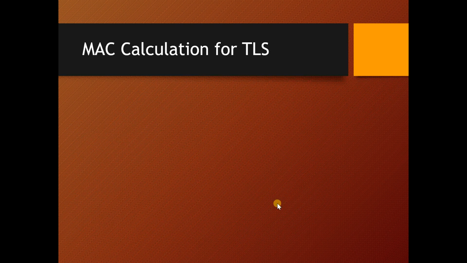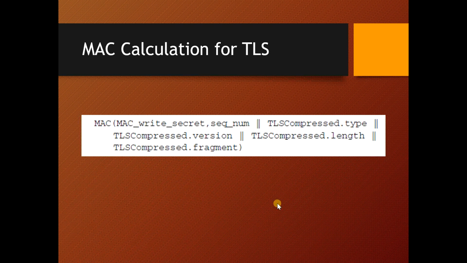Now let us see how we do the MAC calculation for the TLS. Here the MAC calculation mainly includes the fields: MAC write secret, sequence number, TLS compressed type, TLS compressed version, TLS compressed length, and TLS compressed fragment. All these MAC calculations include the same parameters that we have seen earlier.